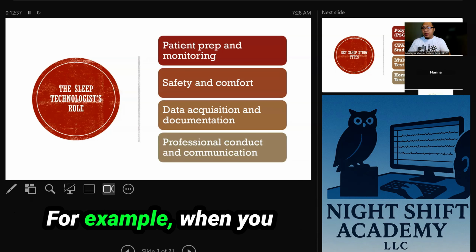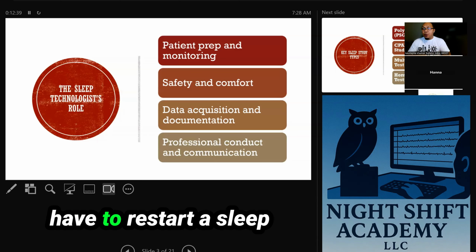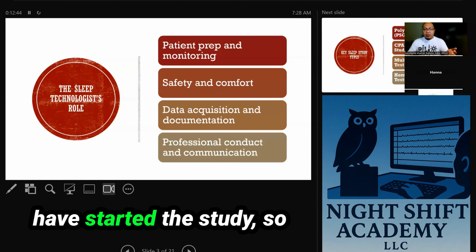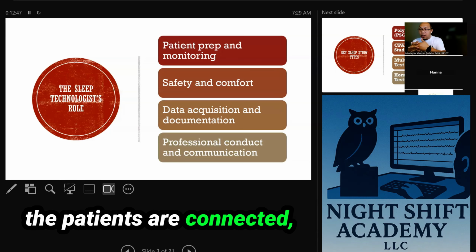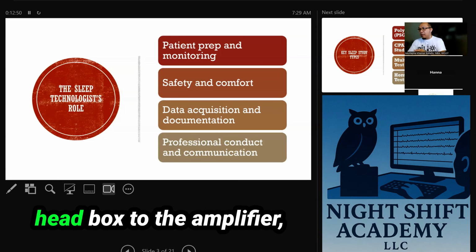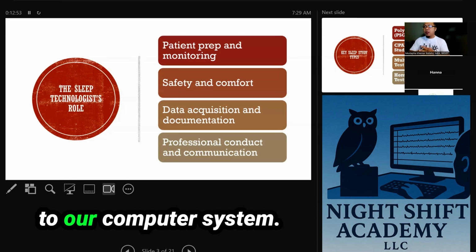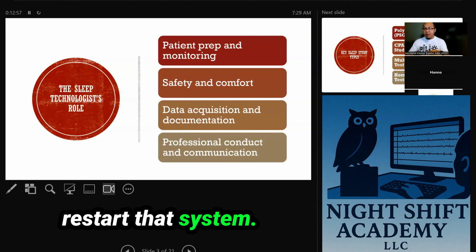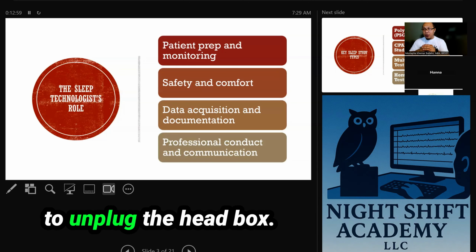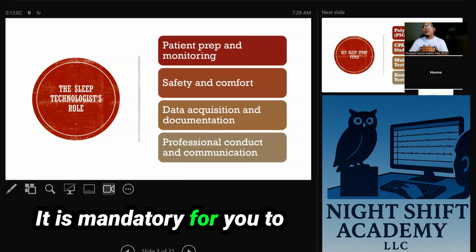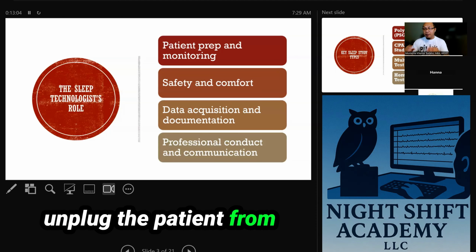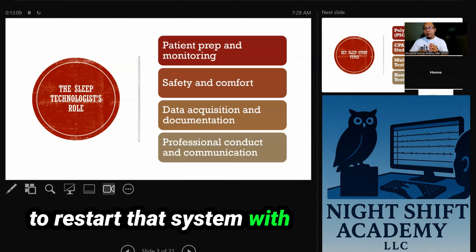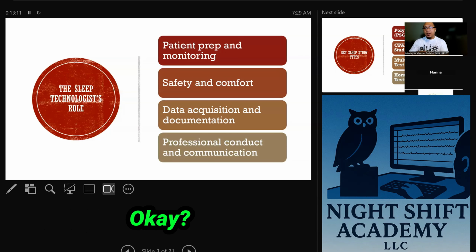For example, when you have to restart a sleep system and you already have started the study, so the patients are connected with the head wires to the head box, to the amplifier, to our computer system. If you need to restart that system, it is mandatory for you to unplug the head box. It is mandatory for you to unplug the patient from the amplifier. It's a no-no to restart that system with the patients plugged in. Okay, that's just one of them.